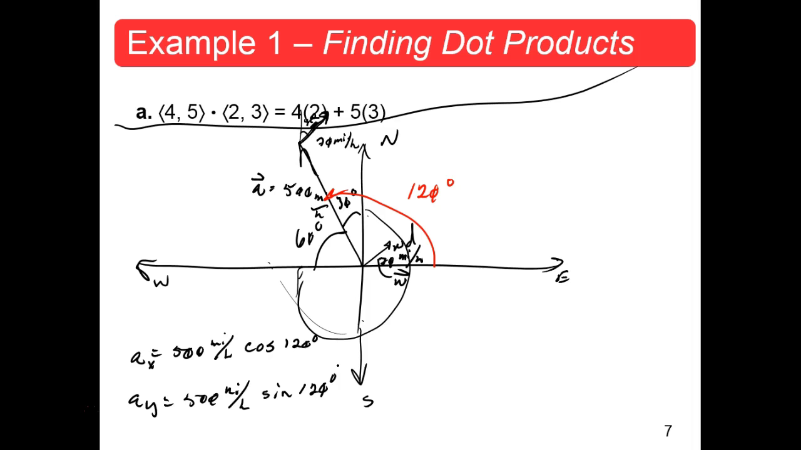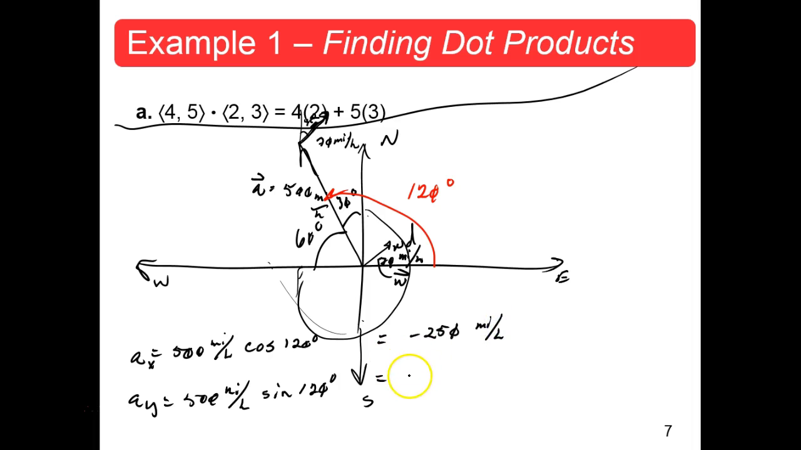A sub x is? And both of them less than 500 miles per hour, guaranteed. A sub x is negative 250. Okay, I couldn't hear that. Negative 250? Yeah. Okay. We could have done that, couldn't we? And that's miles per hour.